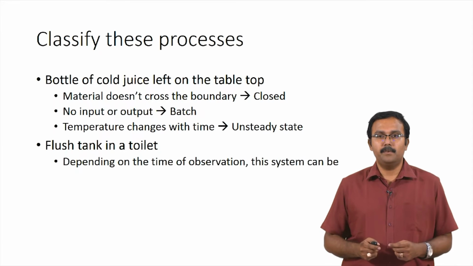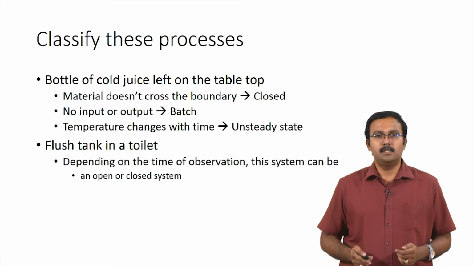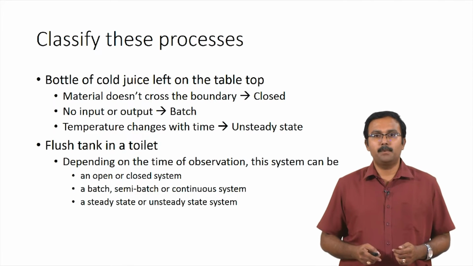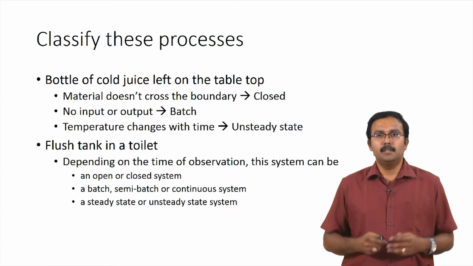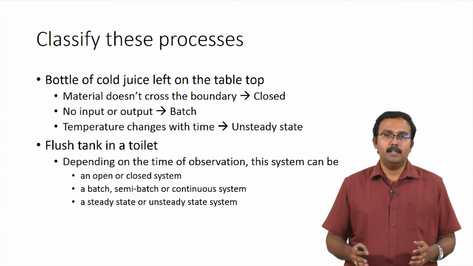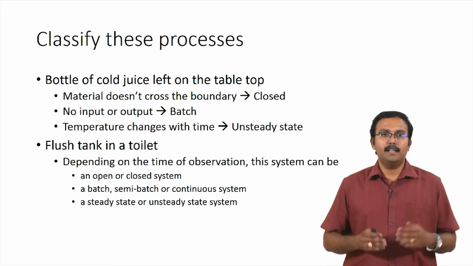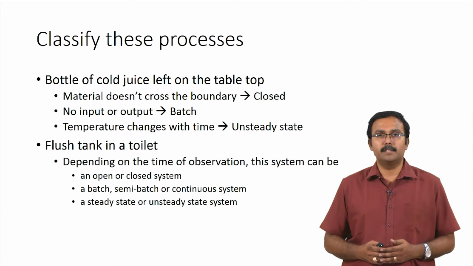Based on the time of observation, this system can actually exist as an open or a closed system, a batch or a semi-batch or a continuous process, and a steady state or an unsteady state system. This is because when you observe it, the system could actually have different inputs or outputs, and there could be a change in volume or there could be a steady state operation.